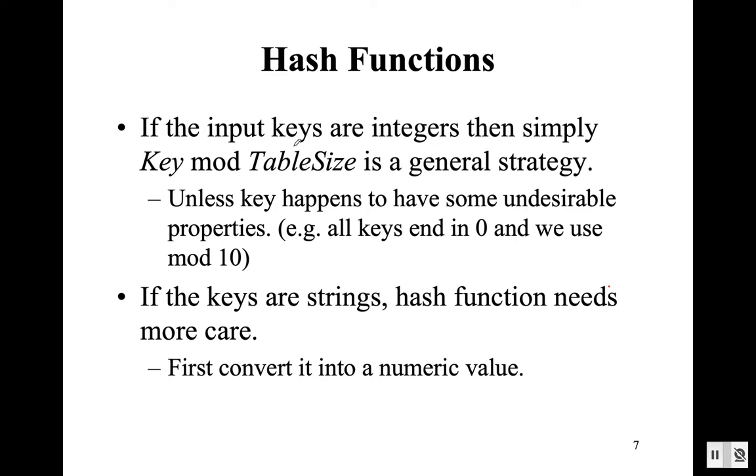So the simple hash function is the key mod table size. This is the most general strategy to find the hash value. If the input key is an integer, this is the general strategy. Now if the keys are strings, in that case we have to find the hash function more carefully. One strategy could be, first we can convert it to a numeric value.